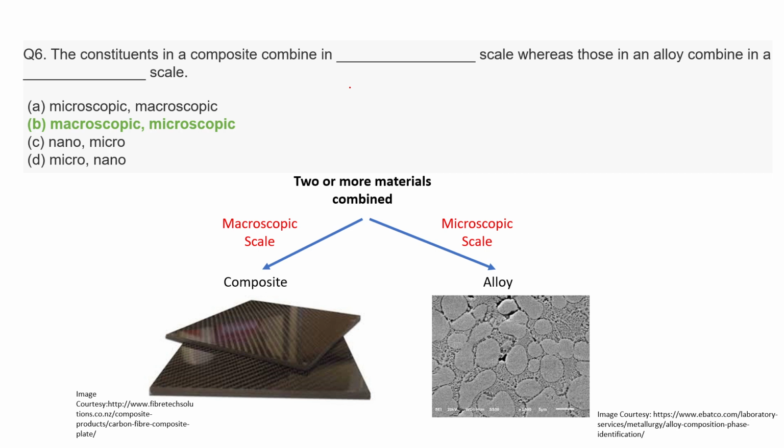As I said, the different constituents of a composite can be easily differentiated by the naked eye most of the time. That's why we say that they are mixed at a macroscopic level. Whereas the alloys, the metals that are combined, we can't differentiate just by looking at it. That's why it is combined at a microscopic level. So the answer of this question will be option B. The composite combines at macroscopic and the alloy combines at microscopic level.